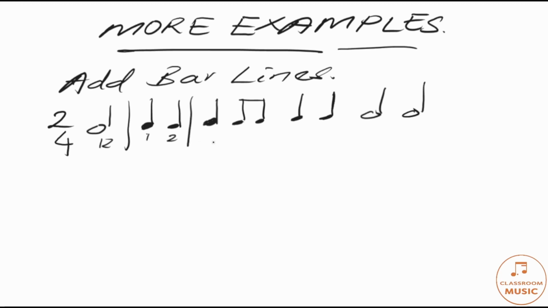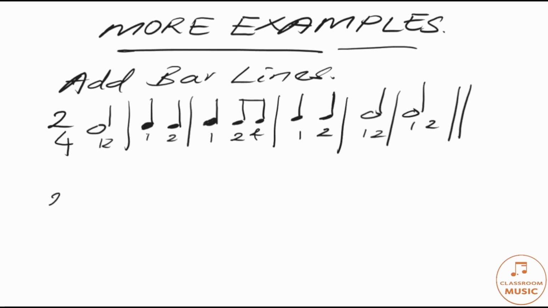1, 2, bar line. 1, 2, bar line. 1, 2, and bar line. 1, 2, bar line. 1, 2, bar line. 1, 2. Remember, we have to have double bar lines. We can also try to clap and count that rhythm. 1, 2, 1, 2, 1, 2, and 1, 2, 1, 2, 1, 2.